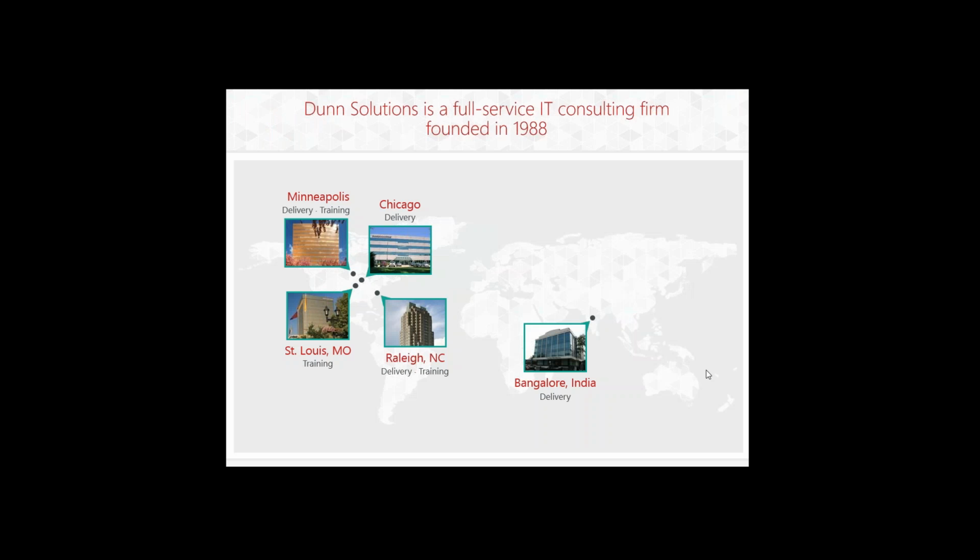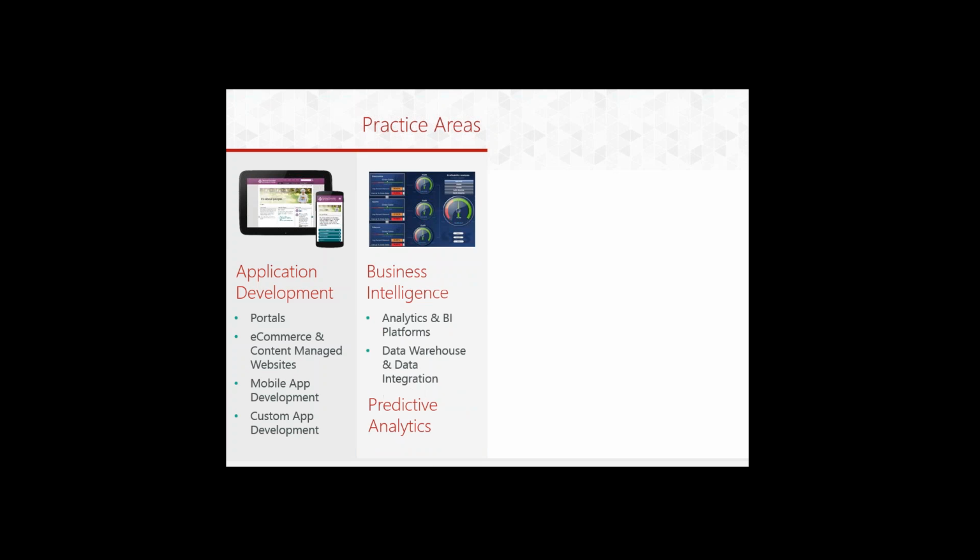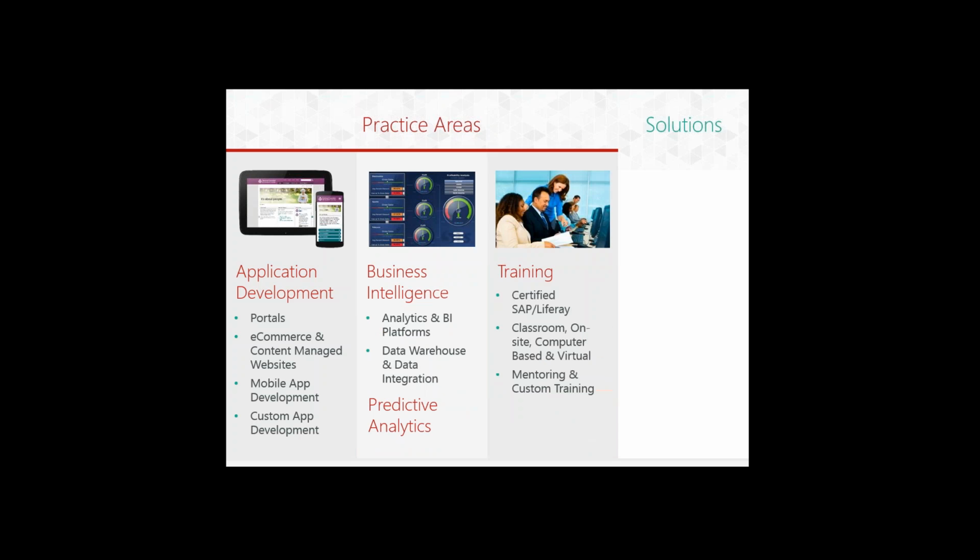Dunn Solutions has a long history of delivering innovative business technology solutions to companies. We're headquartered just outside of Chicago and have offices in Minneapolis, Raleigh, St. Louis, and Bangalore, India. Our offerings fall into three practice areas. Our application development solutions feature portals, e-commerce, and content-managed websites, mobile application development, and custom application development. Our business intelligence solutions feature analytics and BI platforms, as well as data warehouse and data integration, in addition to advanced and predictive analytics capabilities.